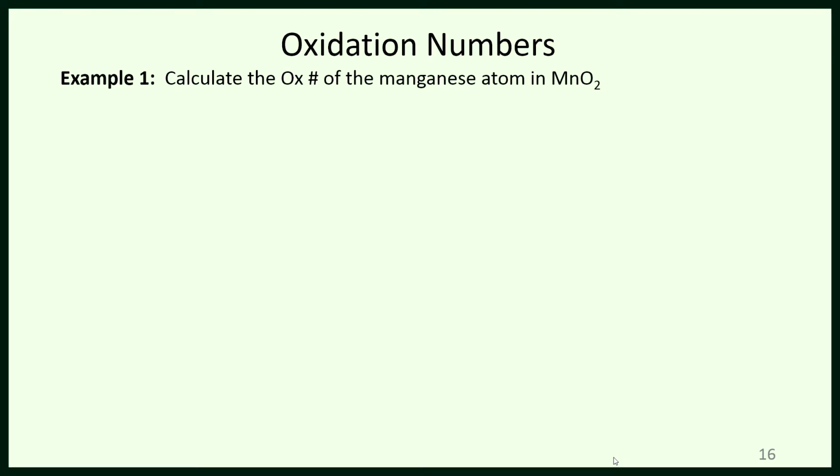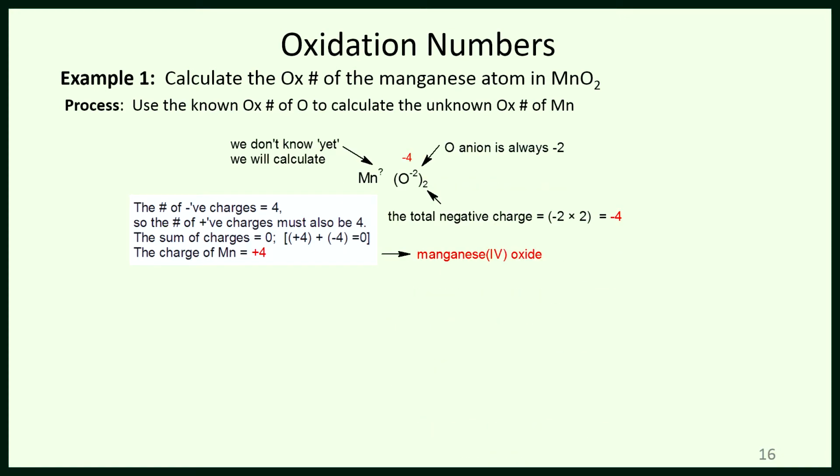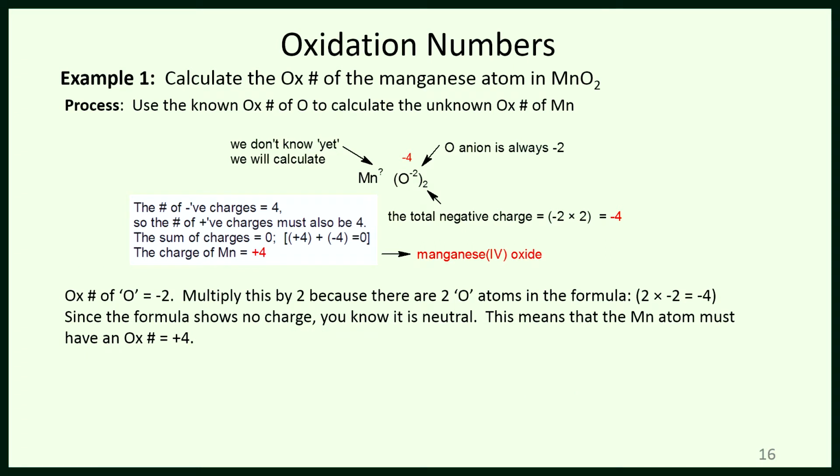All right, let's do an example. Calculate the oxidation number of the manganese atom in MnO2. The process is we're going to use the known oxidation number of oxygen to calculate the unknown oxidation number of manganese. Here I've laid it out. Here's the process we'll follow.